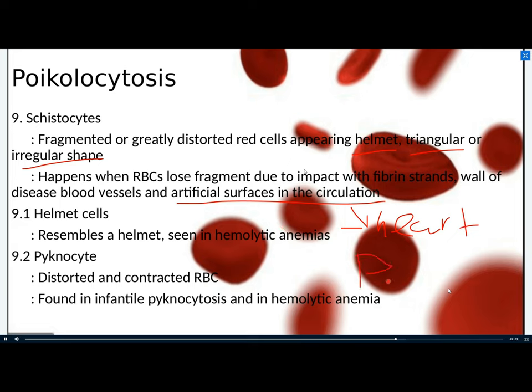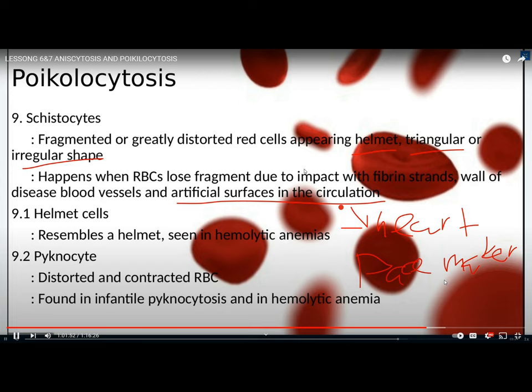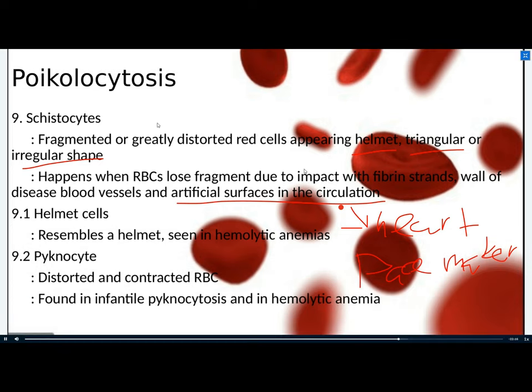Okay, we have the so-called pacemaker. Your pacemaker, class, is placed in your heart when your heartbeat is slow. What happens is that your RBCs would hit the surface of the pacemaker, and that would cause fragmentation or damage to the RBC. So when there is a pacemaker or an artificial surface in your circulation, your RBCs could hit it, causing fragmentation or damage, leading to schistocytes.